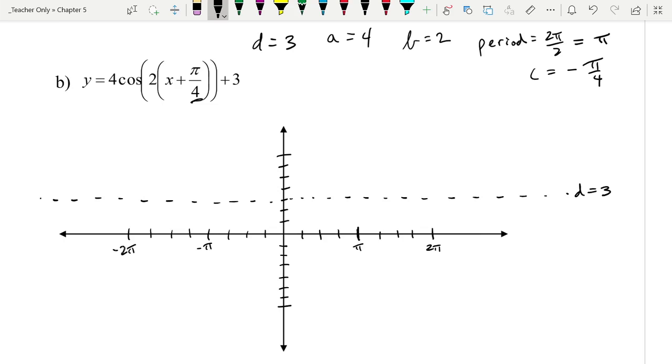A is 4. So my maximum is up here at 7. And, oh, that's kind of trending downward, but you get the idea. And counting down 4 from here gets me to -1. So here's my minimum.